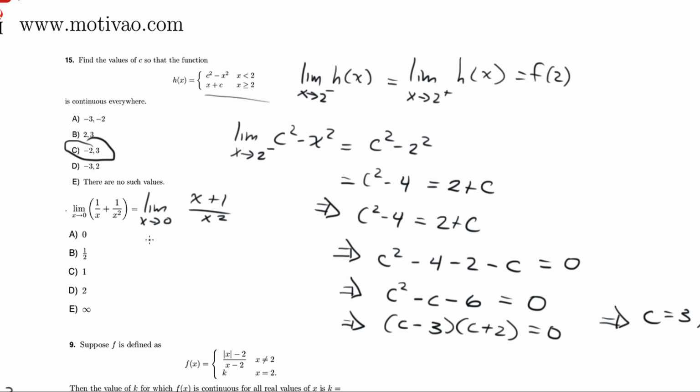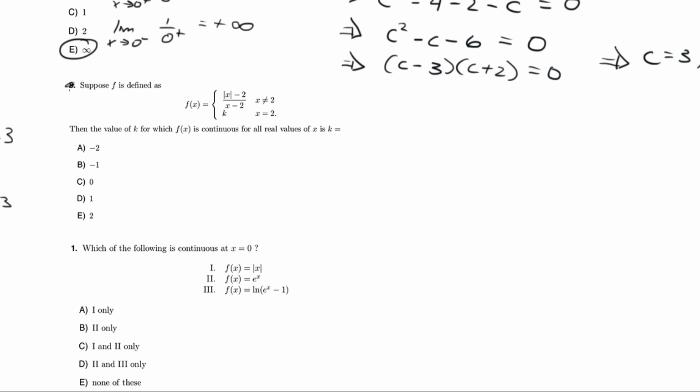From the right of 0, you plug in from the right of 0, this is still 1 over 0 from the right. That gives you positive infinity. You plug in 0 from the left, okay? This is still 1, but it gives you 0 squared, which is still positive infinity. Therefore, your answer is positive infinity.